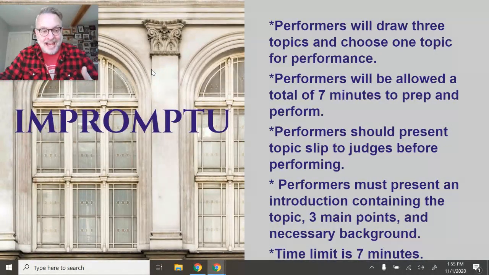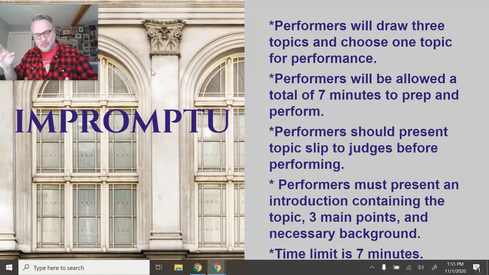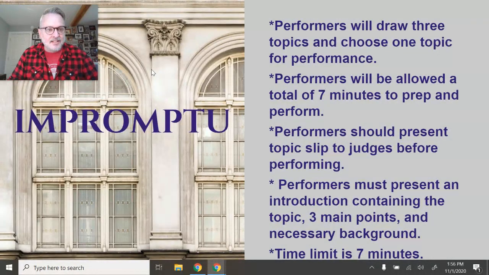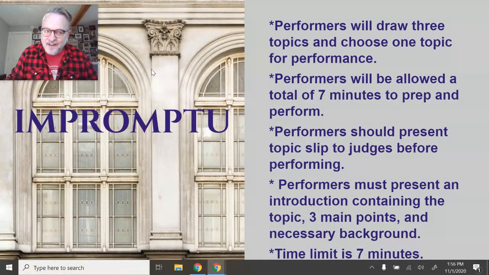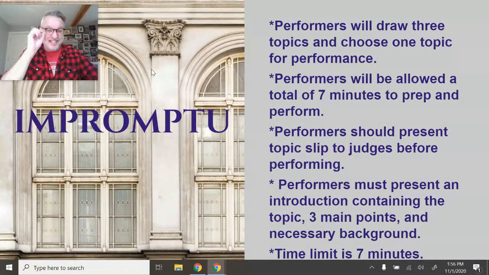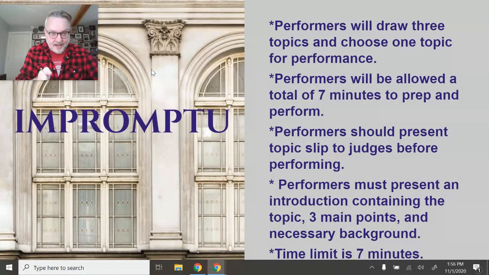What I suggest is that you start getting up. Get yourself to a point where you can start to get up at about 2 minutes, 2.5 minutes of prep, so that you are talking for the majority of the time. Okay. This will set you apart. Platforming is still in effect. 3 main points is still in effect. Attention getter is still in effect. All of that is still in effect for impromptu. It's just that you have 7 minutes to draw the topic. Once you select it, you have 7 minutes to prepare the speech and deliver it.